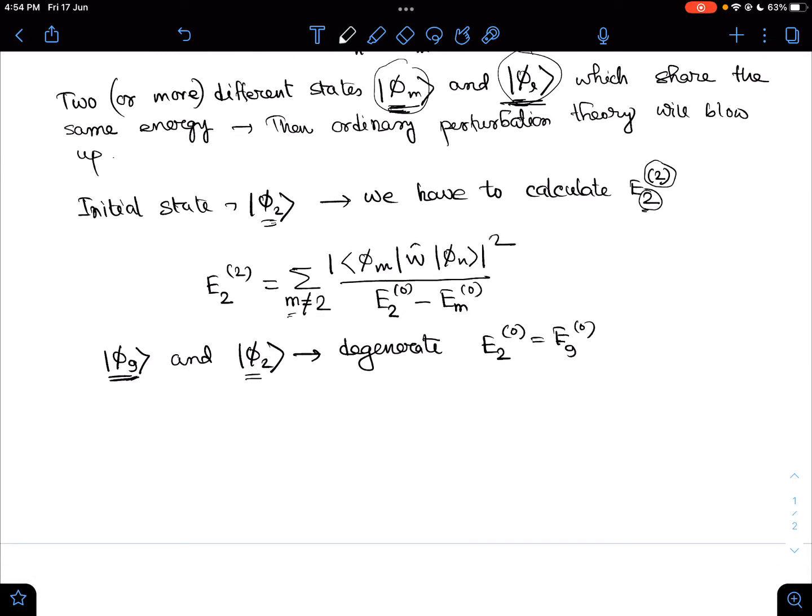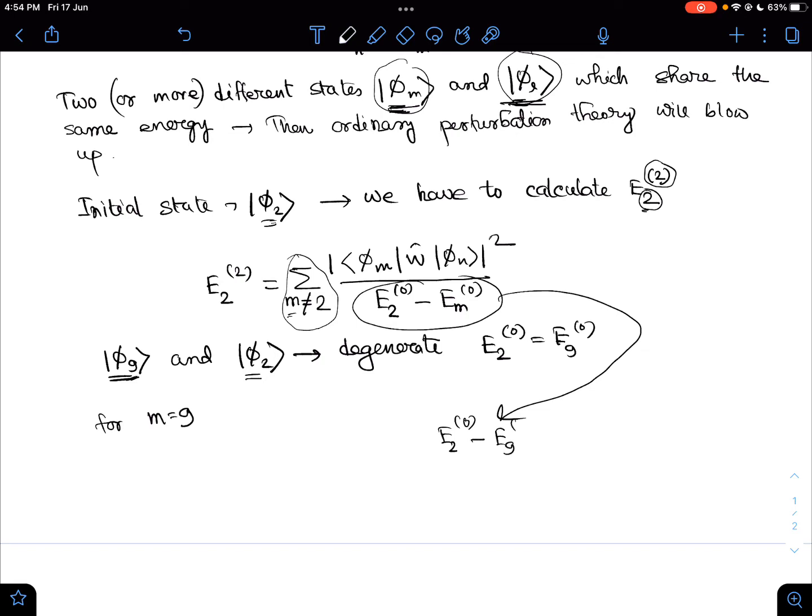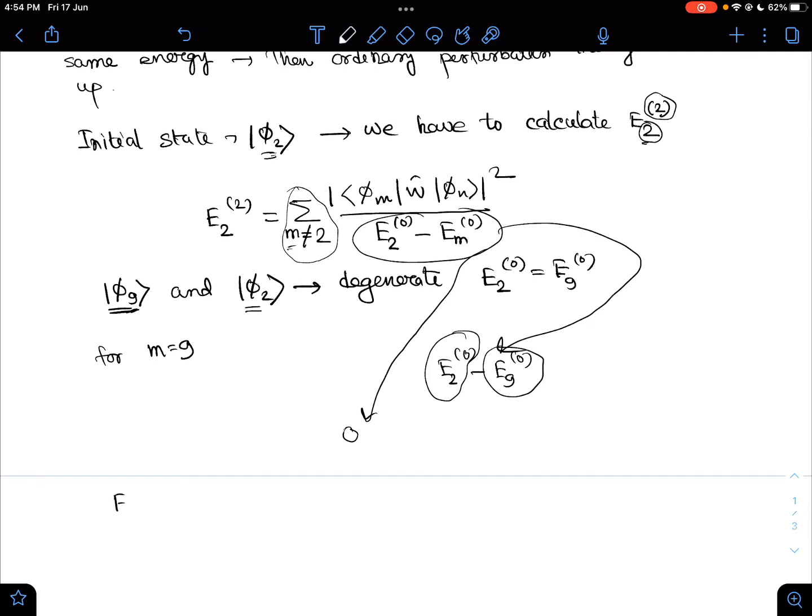Whenever we do this summation over m, when m is 9, we have E20 minus E90. But since these two energy values are the same due to degeneracy, this term leads to 0 in the denominator, and our E22 will blow up, or it will diverge. So simply our non-degenerate perturbation theory fails.